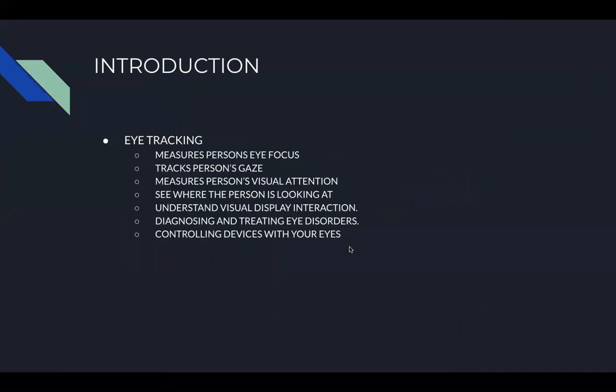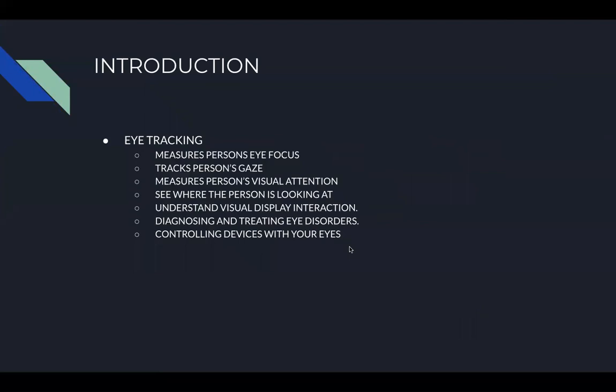Eye tracking is a technology that allows us to measure where a person is looking. It is also a way to measure where a person's eyes are focused. For example, eye tracking can be used to measure how long a person looks at a particular advertisement on a website. Eye tracking can be used to track a person's gaze.